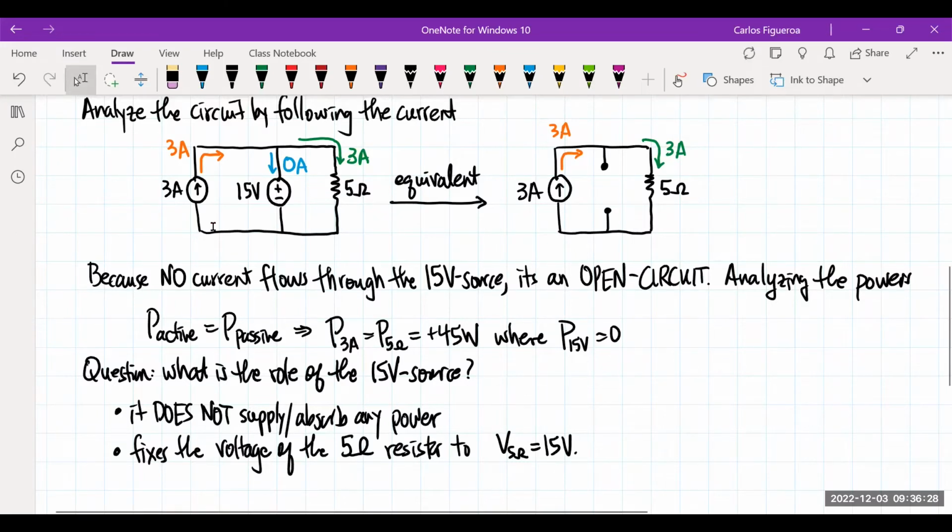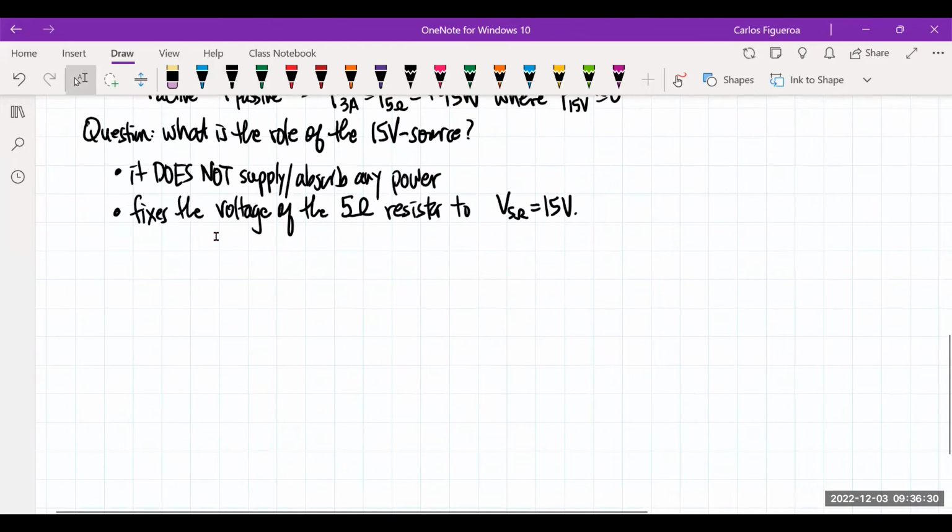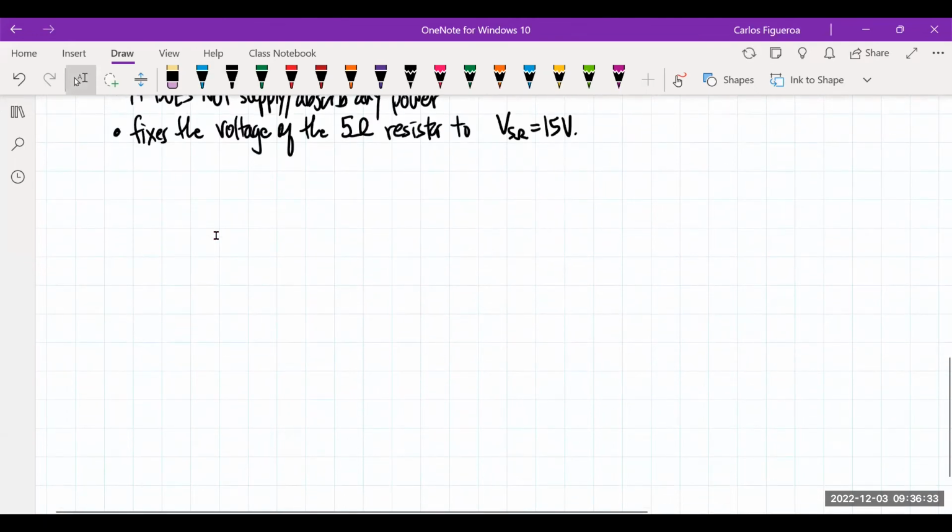So now what we want to do here is change the current source again. So now we're going to set the current source to 5 amps.